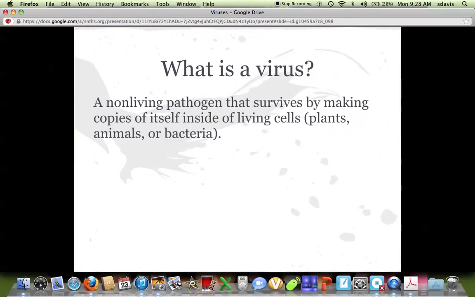A virus is a non living pathogen, and a pathogen is a disease causing agent. And this type of pathogen survives by making copies of itself inside of living cells, and it can be plant cells, animal cells, bacterial cells, or even fungal cells. And it's important to remember that viruses cannot survive by themselves. They have to be inside of a living cell in order to reproduce and make more viruses.